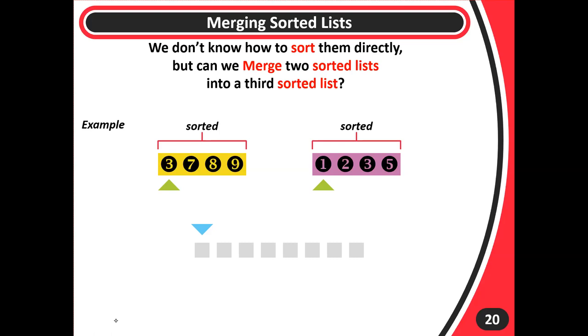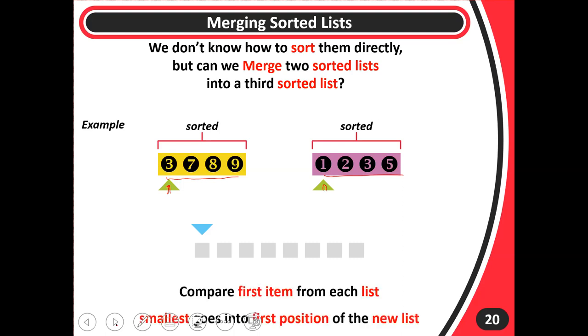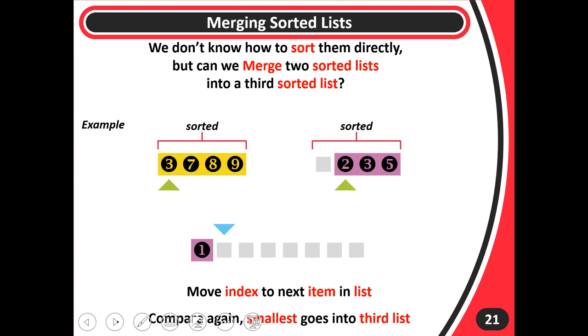So what can we do to merge these two lists? These are two sorted lists: 3, 7, 8, 9 and 1, 2, 3, 5. And I have two pointers here and here. And I just compare the first item from each list and the smallest goes into the first position of the new list, right? Since these are already sorted, I know the smallest item of both of these lists will be the first item that goes here. So in this case, that's the 1. And then I have this pointer that I move down to the next item in this sorted list. So again, I'm just going to compare the 3 to the 2. I see that the 2 is smaller, so I'm going to copy the 2 down into my new merged sorted list. Now I compare the 3 and the 3.